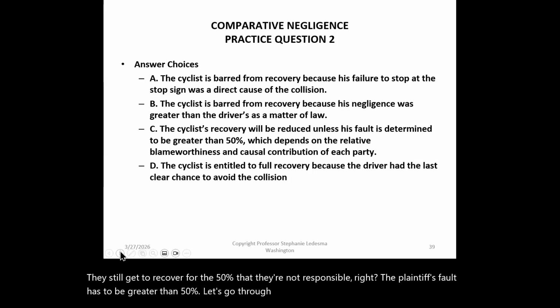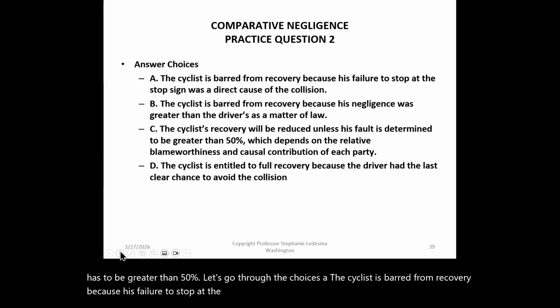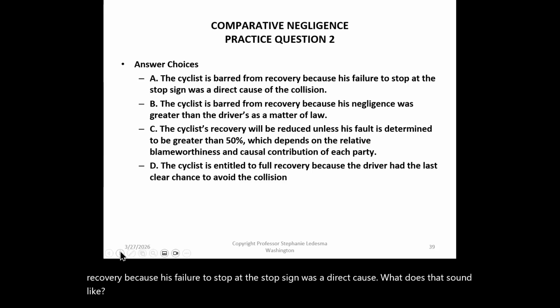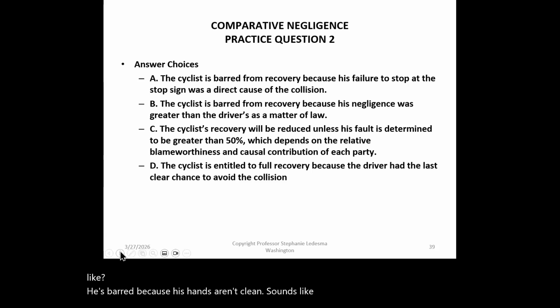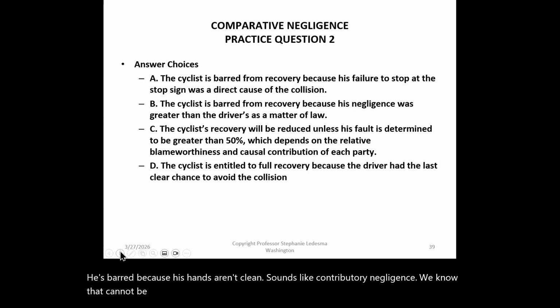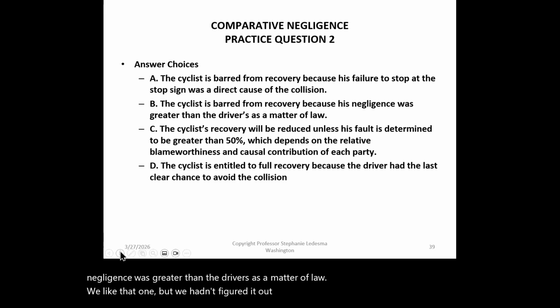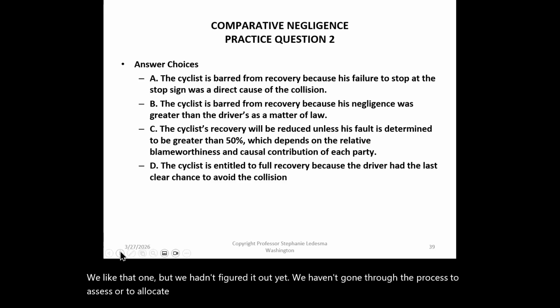A, the cyclist is barred from recovery because his failure to stop at the stop sign was a direct cause. What does that sound like? He's barred because his hands aren't clean. Sounds like contributory negligence. We know that cannot be the answer, right? B, the cyclist is barred from recovery because his negligence was greater than the driver's as a matter of law. We like that one, but we haven't figured it out yet. We haven't gone through the process to assess or allocate the proportionality. So to pick B would be a guess, right? We haven't gone through the steps.